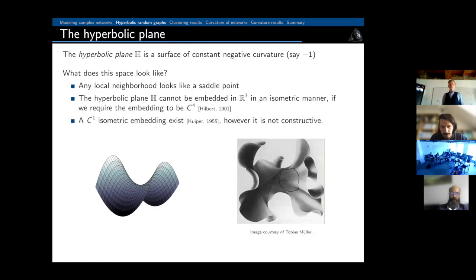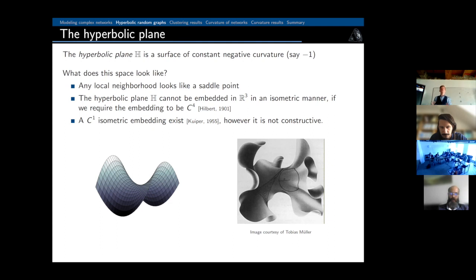A co-author of mine found this very nice picture in some book, which considered a C1 isometric embedding. He showed that one exists, it's not constructive, and then there was an artist's impression of what it would look like. So this is what it looks like. This is just to show you that it's very difficult to imagine this plane of constant negative curvature.